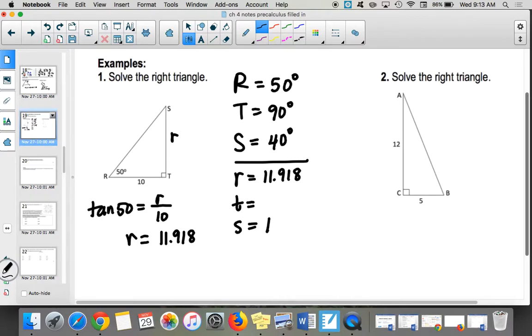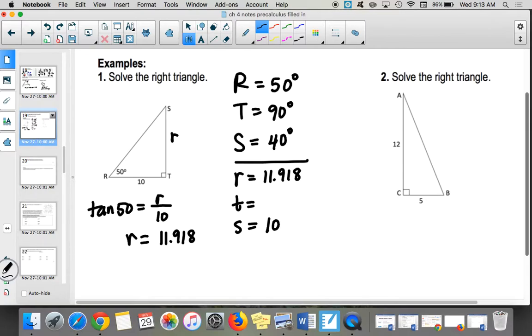And we had little s was 10, so now I need to find little t. I can do 2 different things here. I could do the Pythagorean theorem to get it. I would just make sure you have that 11.918 number in your calculator already. Store it and square it, right? Or just do answer squared. Or I can do another trig ratio. Most of the time, I choose the trig ratio. I think it's less steps.